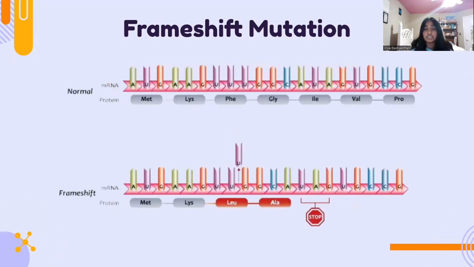Another mutation is the frameshift mutation, and in this one, instead of replacing a nucleotide, an extra one is added in, or one that's already in the sequence is taken out. Once again, this can cause the wrong amino acid chain to form.